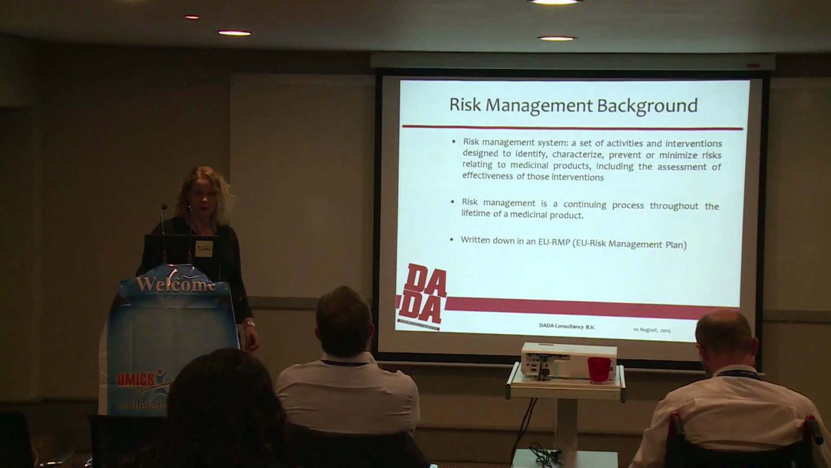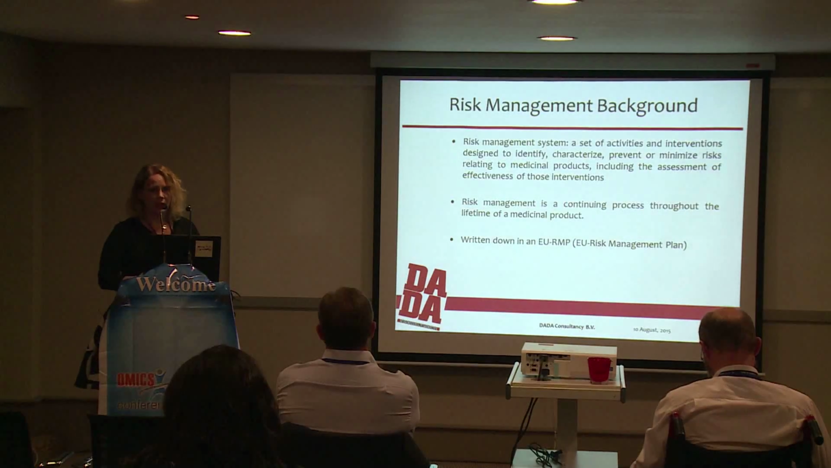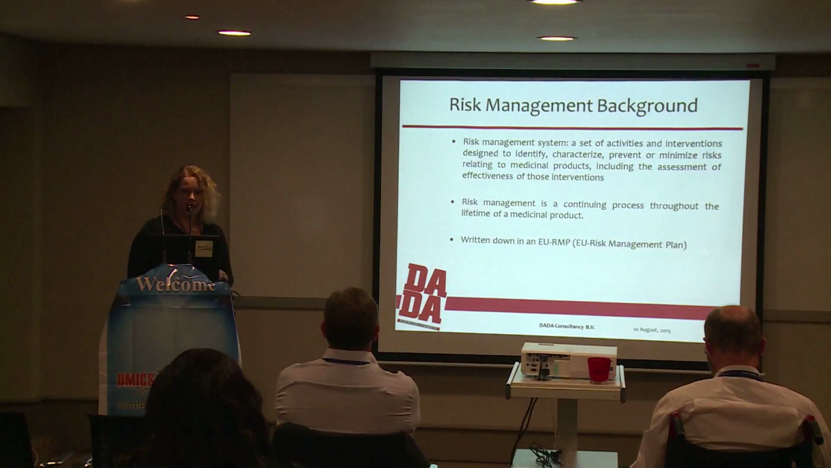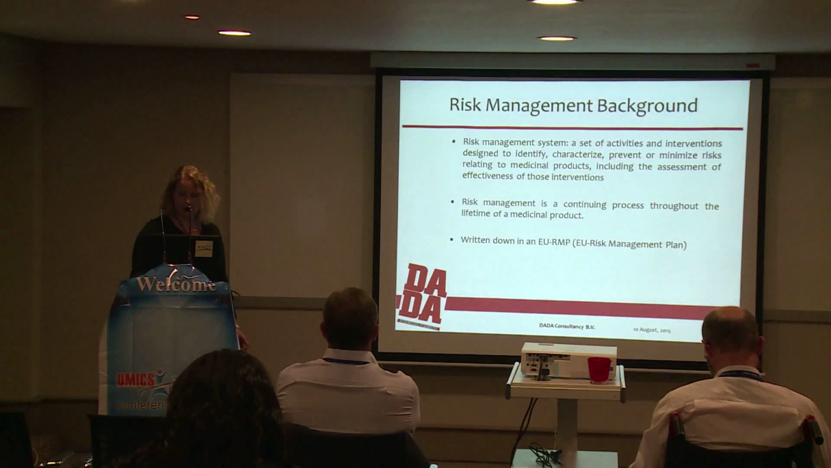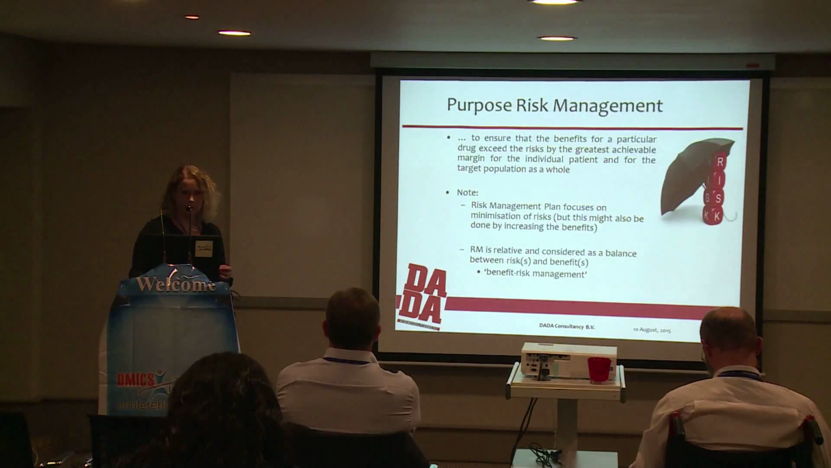According to the EU legislation, a risk management system is a set of activities and interventions that are designed to identify, characterize, prevent, or minimize risks relating to medicinal products, and here's the tricky part, including assessment of effectiveness of those interventions. It's a continuing process throughout the life cycle of a medicinal product, and in the EU we have this risk management plan template. So visually, you identify your risks, characterize and monitor, see if you can try to minimize them, and then determine if these actions are really giving you the outcome you want.